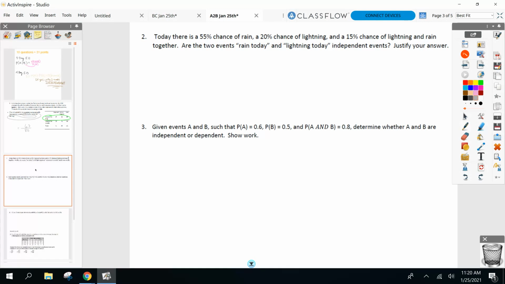Question number 2. There's some percent, no table, but I give you percents now. 55% chance of rain, 20% chance of lightning, and 15% for both. Are these two events independent or not? All right, rain today, lightning today. Are they independent? All right, well, you guys know what you got to test, right? Is rain today, so I need the chances for rain today, times lightning today, the same as rain and lightning?